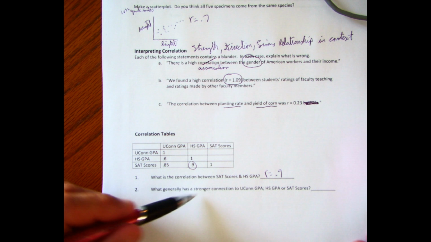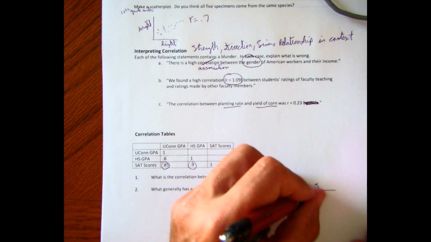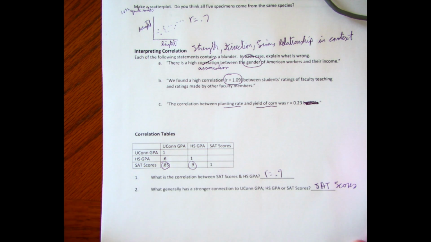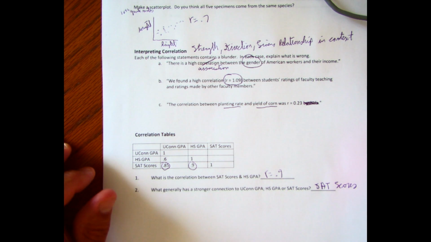What generally has a stronger connection to UConn GPA? High school GPA or high school math scores? Well, high school GPA has a correlation of 0.6. SAT scores has a correlation of 0.85. So it would be SAT scores have a stronger connection to UConn GPA than high school GPA does.